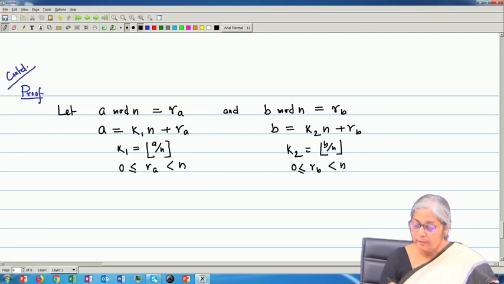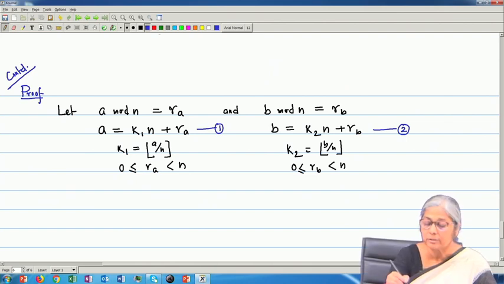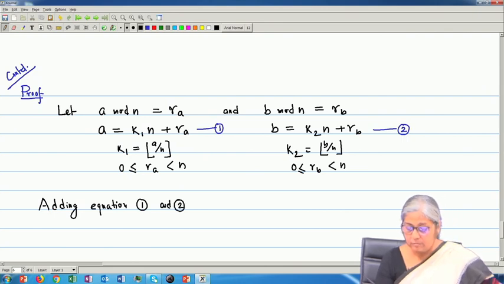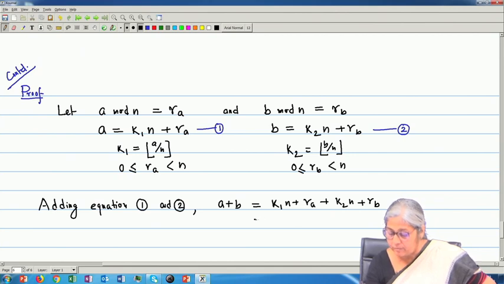Now, if I add equation 1 and equation 2, then we will be getting a plus b equal to k1 n plus r_a plus k2 n plus r_b. So, this equals r_a plus r_b plus n times k1 plus k2.